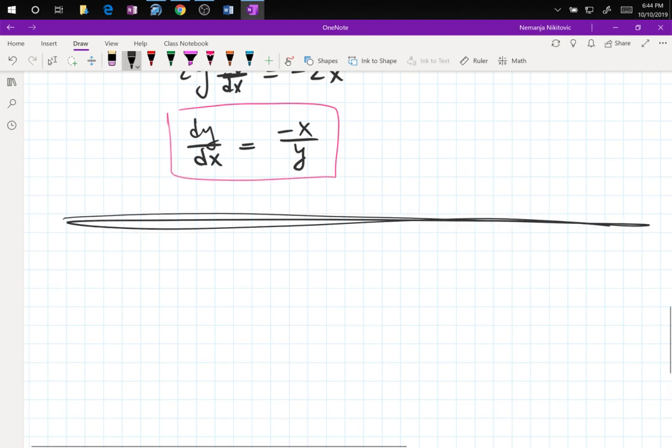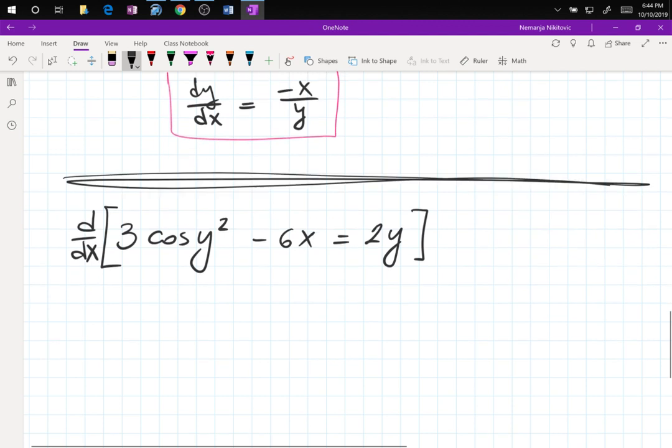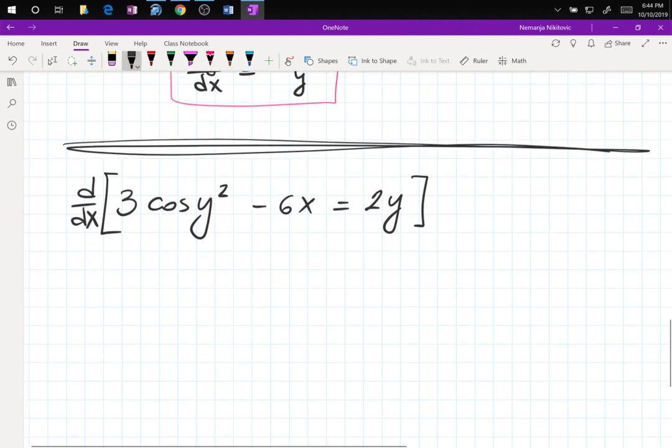Let's take a look at more of these. So 3 cosine y squared minus 6x is equal to 2y, whatever. And we want the derivative in respect to x. All right. Differentiating. Derivative of cosine is beautiful. So negative 3 sine y squared. And now I have to use chain rule to multiply by 2y, because y squared, right? And then I say I took the derivative of y in respect to x. When you are done with differentiation of the term, then you hit with I took the derivative of y in respect to x. Minus derivative of 6x is 6.